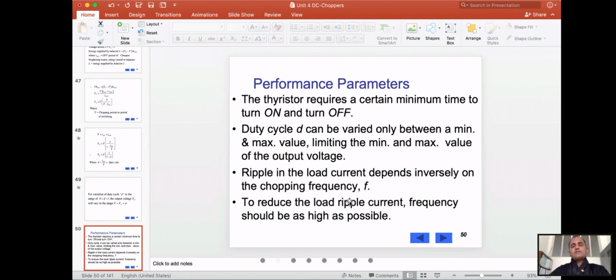I told you in the beginning of the class also that we are just playing with the duty cycle. So it will vary between maximum and minimum value, and it will limit the output voltage based on the value of the duty cycle.